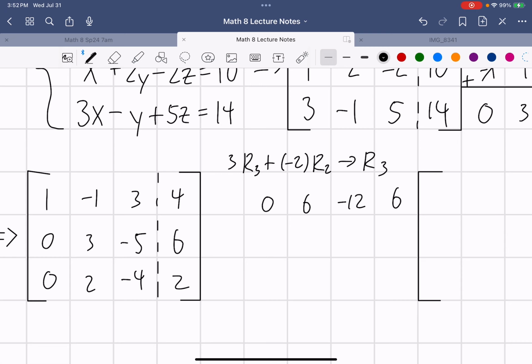Multiplying -2 to row 2 is going to give 0, -6, +10, and -12. We add all these together. Sometimes this acts up. We get 0, 0, -2, and then -6.